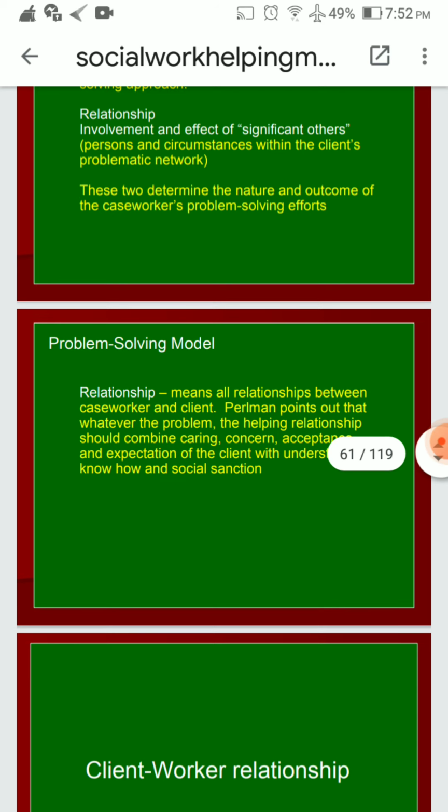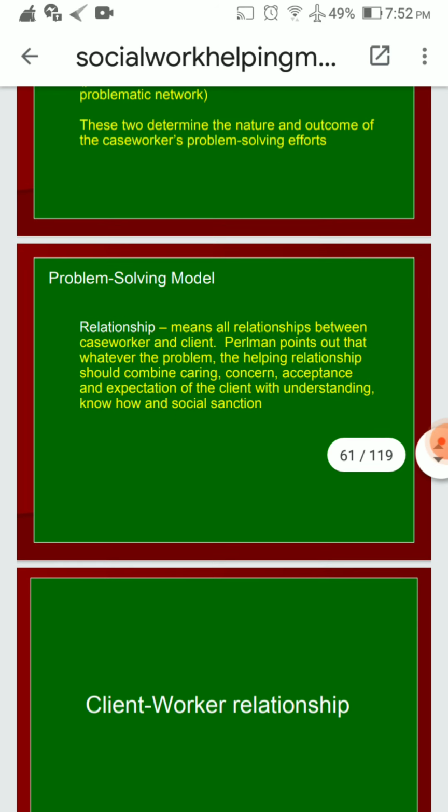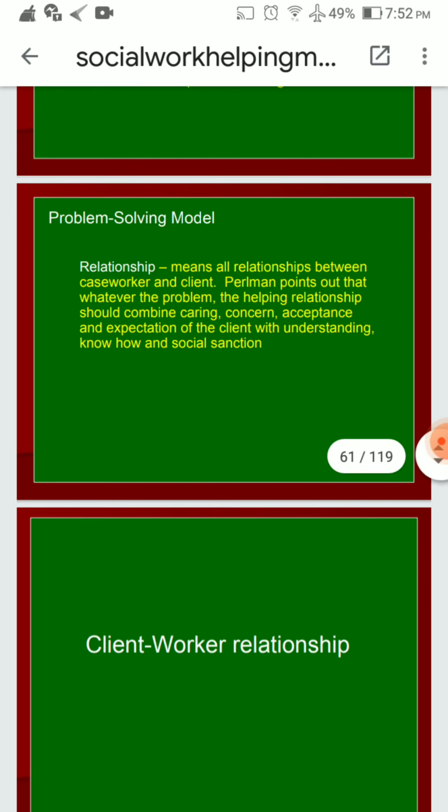Another problem solving model also has a relationship, meaning all relationship between caseworkers and the client. Perlman pointed out that whatever the problem, the helping relationship should combine caring, concern, acceptance, and expectation of the client with understanding. Know how to social sanction, about the different sanctions or different punishments they have, they know.